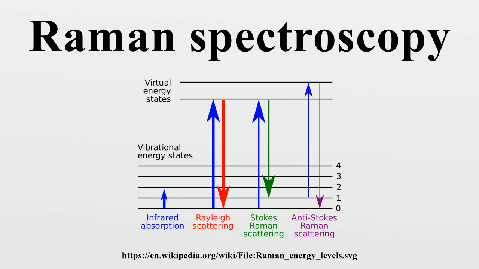near-ultraviolet range. The laser light interacts with molecular vibrations, phonons or other excitations in the system, resulting in the energy of the laser photons being shifted up or down. The shift in energy gives information about the vibrational modes in the system. Infrared spectroscopy yields similar, but complementary, information.